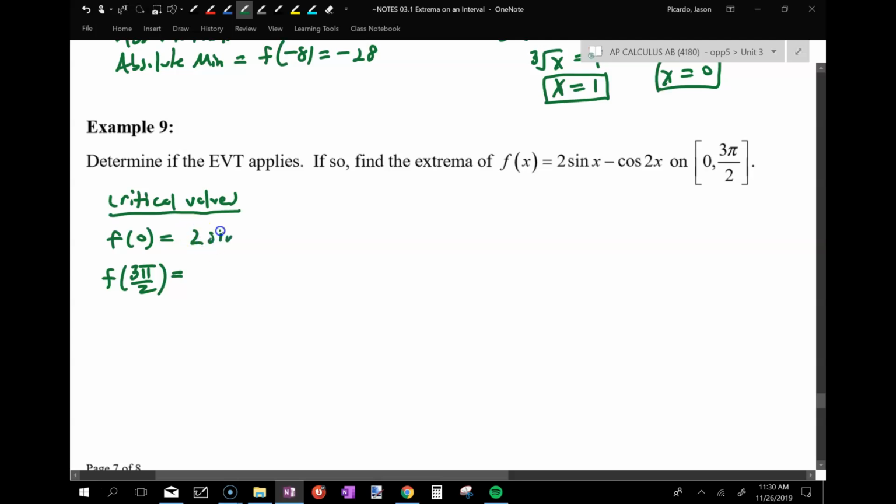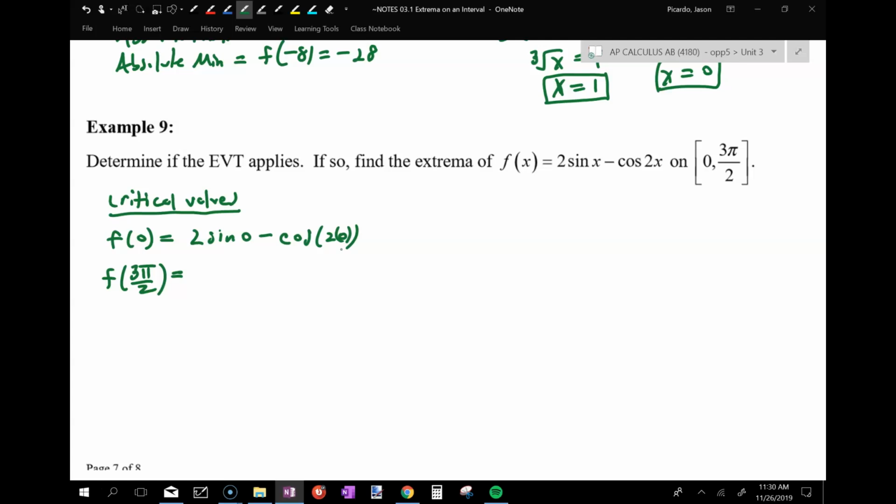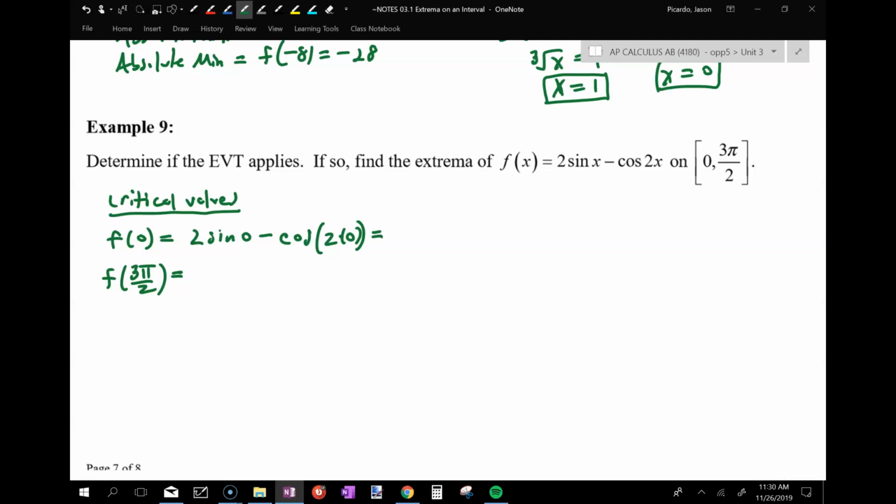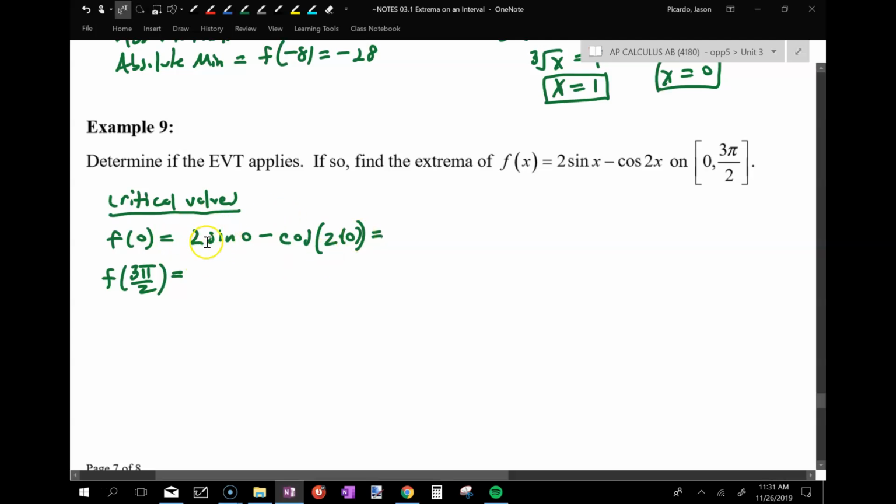What is 2 sine of 0 minus cosine of 0? I'll wait for somebody to give it to me. Close. What's this? 0. What's this? 1, but what was in front of it? -1.